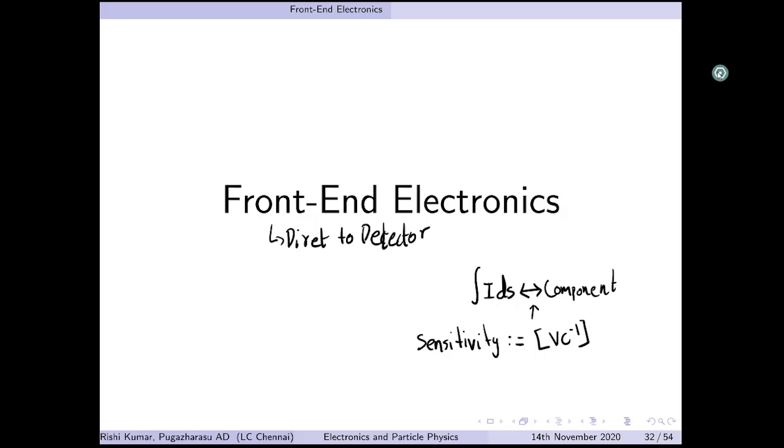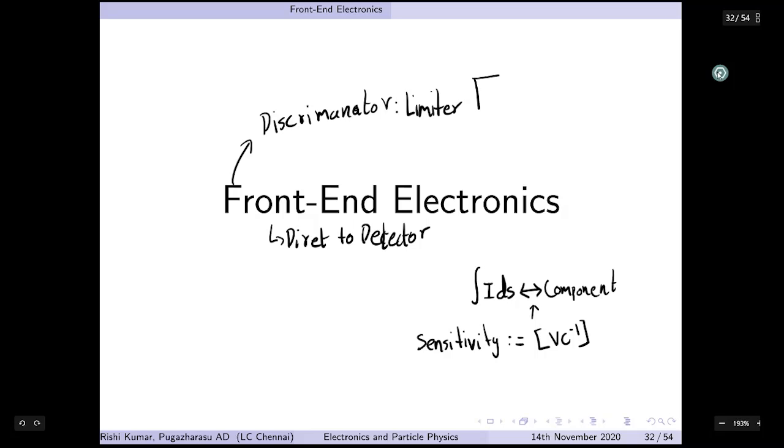And I mentioned that there's something called a discriminator, and well, let me just put it out here. Discriminator. So it discriminates, but what does it discriminate? Well, to put it very simply, they compare a signal with a threshold, and they assert their digital output when the signal exceeds the threshold. You can colloquially call it a limiter. So you have a level above which it's chopping your signal up, signal down.